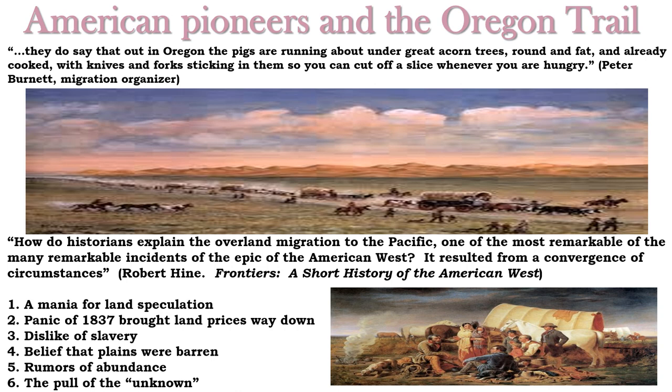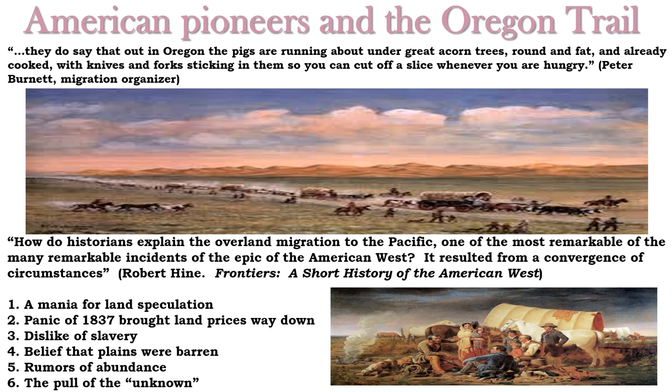One organizer of these migratory efforts by various groups of Americans says they do say that out in Oregon, the pigs are running around under great acorn trees, round and fat, and already cooked, with knives and forks sticking in them, so you can cut off a slice wherever you're hungry. Surely he meant that somewhat as a joke, but keep in mind he was trying to sell people on how wonderful it was to move out to the West.